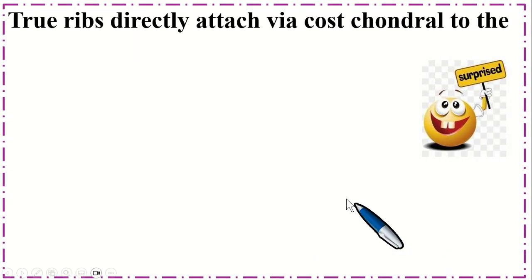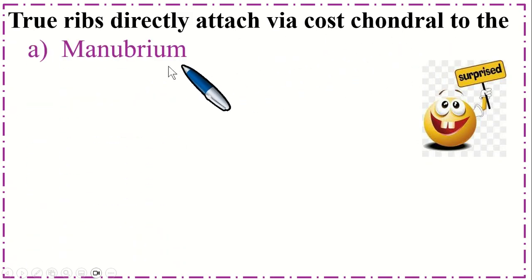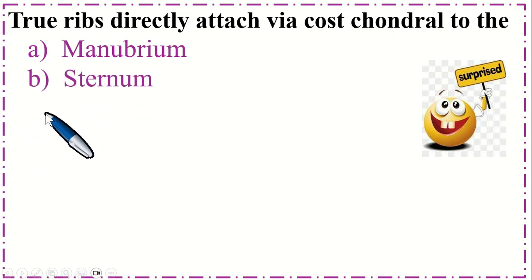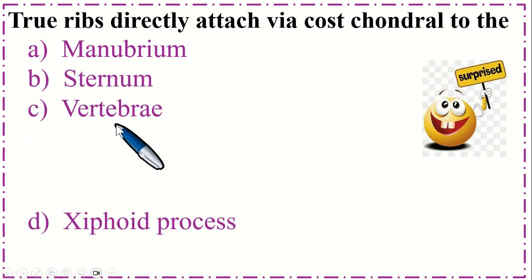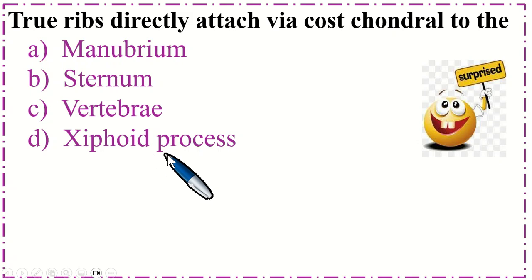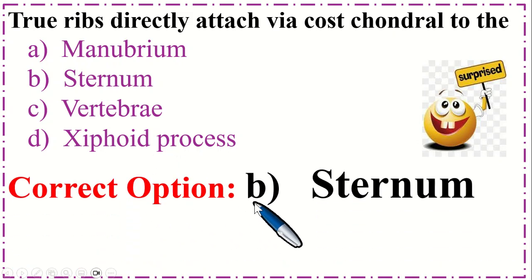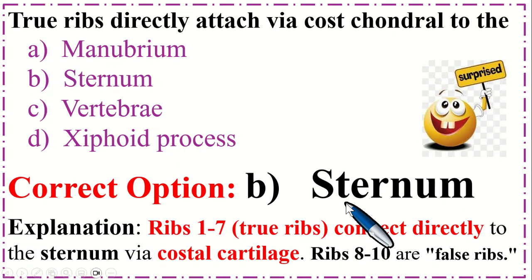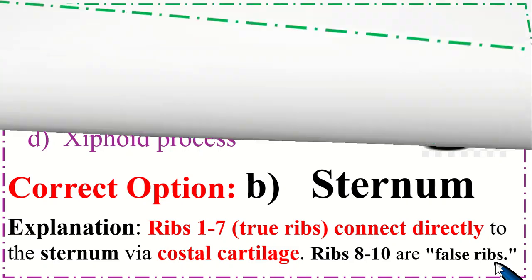So this is very important MCQs. True ribs directly attach via costal cartilage to the option A manubrium, B sternum, C vertebrae, and option D xiphoid process. So the correct option is B, sternum. So explanation is ribs 1 to 7, true ribs, connect directly to the sternum via costal cartilage. Ribs 8 to 10 are false ribs.